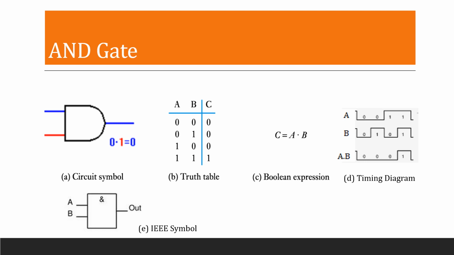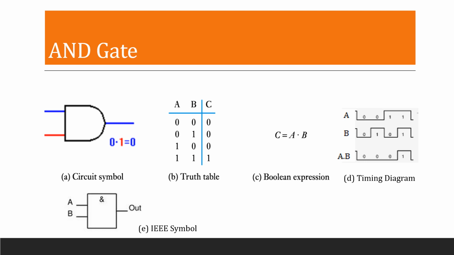Let's start our discussion with the AND gate. This AND gate is a logic gate having two or more inputs and a single output. This gate operates on logical multiplication rules. That means it performs logical multiplication, and so the Boolean expression of this gate can be represented as C is equal to A into B, where A and B are the inputs and C is the output.